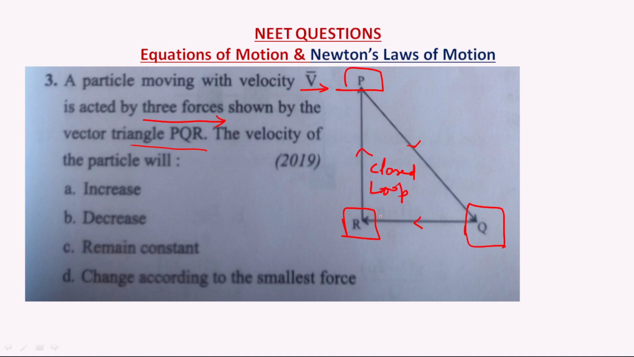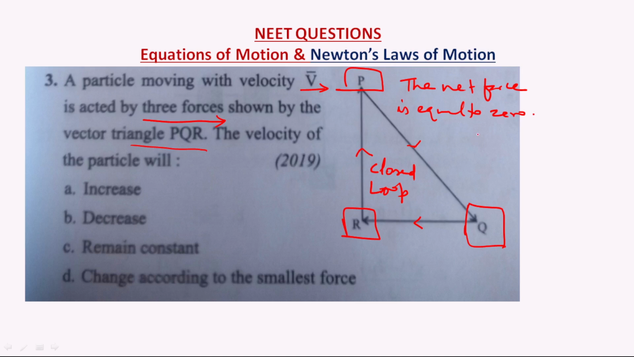It is forming a closed loop. If the forces are forming a closed loop, it means the net force is equal to 0. It shows clearly that the net force is equal to 0. So if the net force is equal to 0, what will happen to this particle?